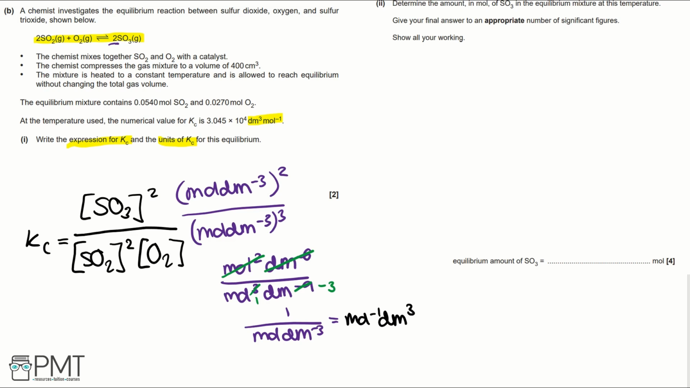Part 2. Determine the amount in moles of sulfur trioxide in the equilibrium mixture at this temperature. Give your answer to an appropriate number of significant figures. Show all of your working.